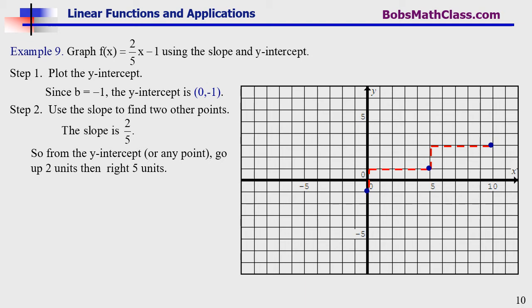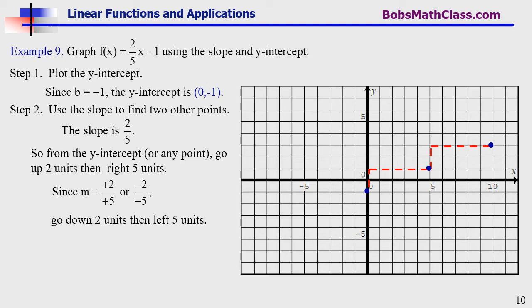Now, if you're not familiar with this method, you could also do what we were doing on the last example. Make a table and then choose values for x. If you choose values for x, we always start with 0. And then if you have a fraction, choose that denominator. So choose 5 for x. And then double that number and choose 10. So if you make a table, 0, 5, and 10 will be in the x column. Then do what we were doing in the last section and you'll get the same points. Okay, so here we're just talking about a different method.